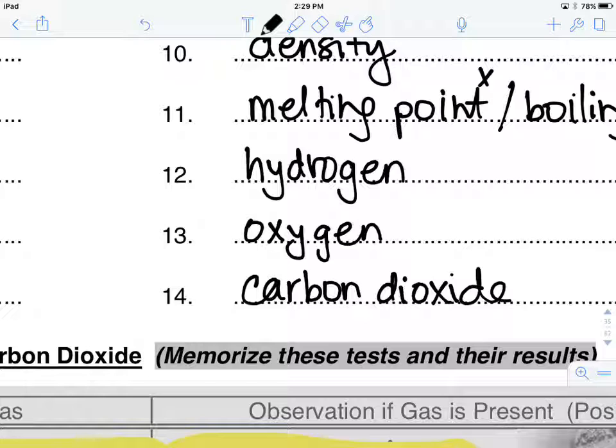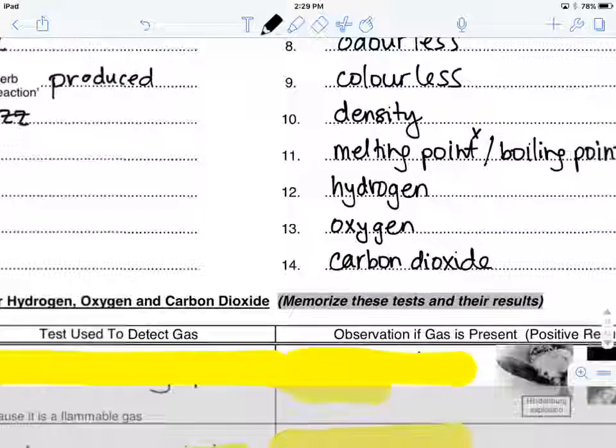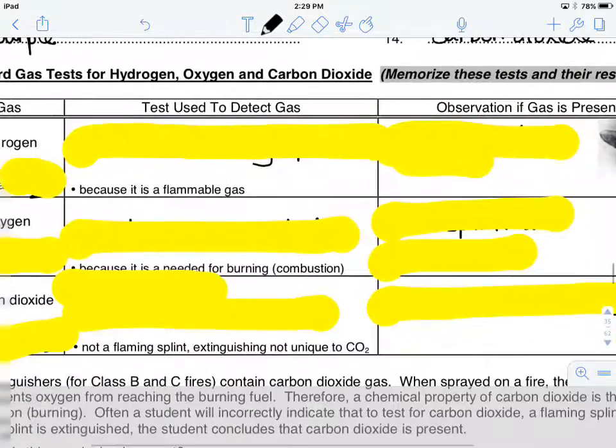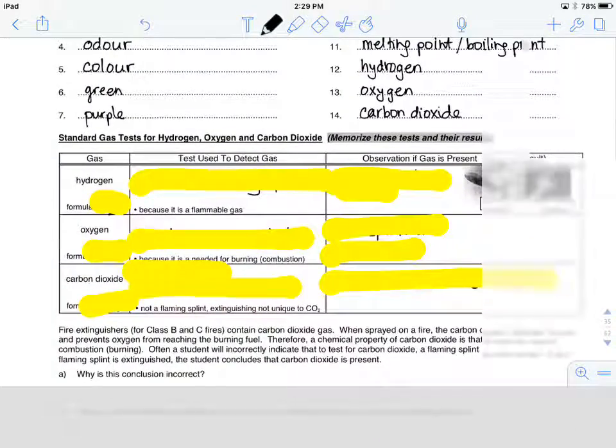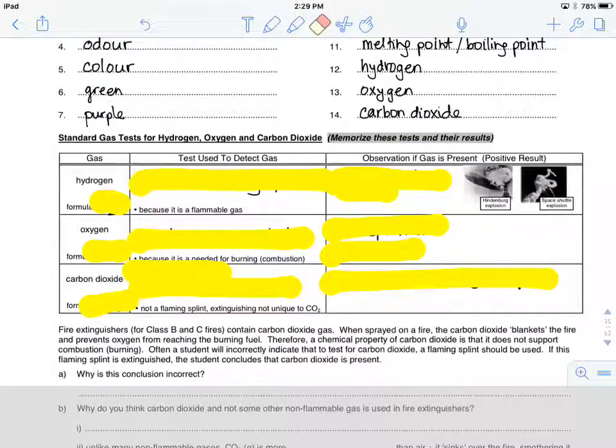There's tons of other clear, odorless gases, like nitrogen is another example, but the only three that we're going to find a test for are these three. All right. So here's what the tests are. We're going to come down to this chart right here. Just remember that hydrogen comes first. It's got a chemical formula of H2.